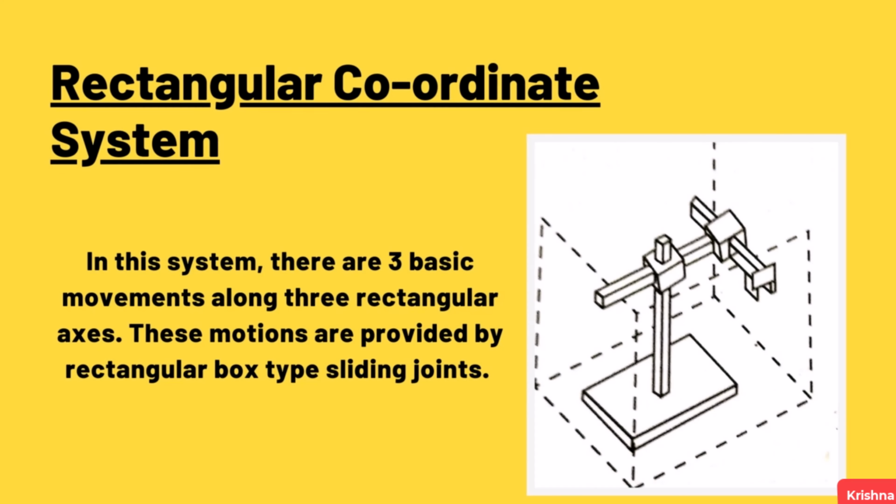First we have rectangular or Cartesian configuration. In this system, there are 3 basic movements along 3 rectangular axes. These motions are provided by rectangular box type sliding joints. The vertical motion is provided by the joint on the vertical column of the robot's base. The 2 horizontal motions are provided by the joints on the horizontal arms, in which one is mounted on the column and another is on the arm.